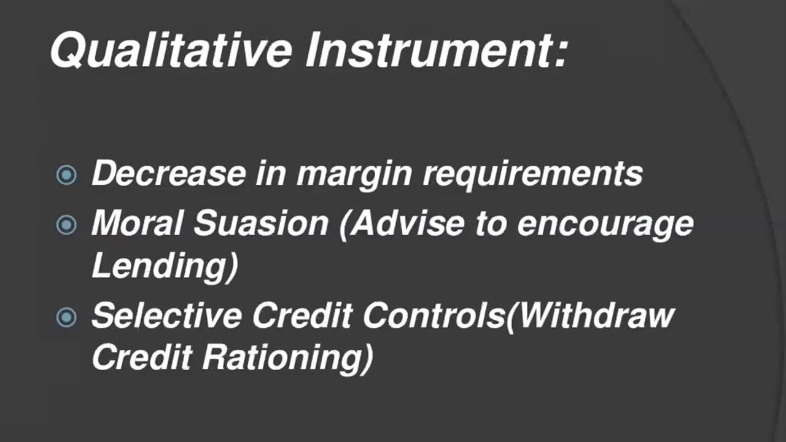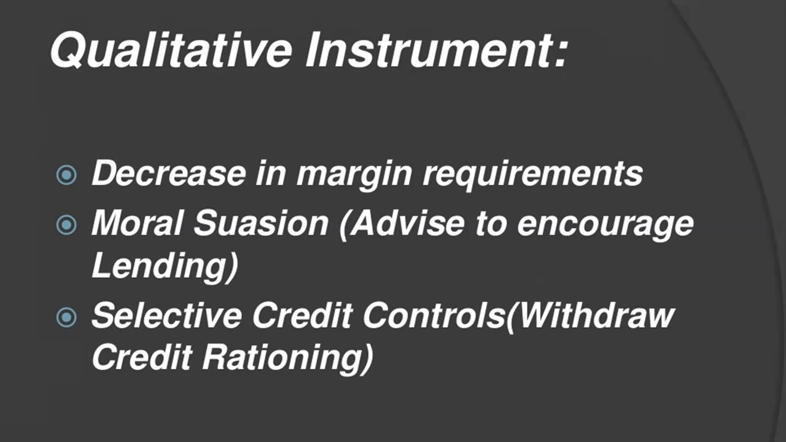Now the qualitative instrument: decrease in the margin requirement. Margin requirement refers to the difference between the market value of the security offered and the value of the amount lent. During deficient demand, the central bank reduces the margin, which enhances the credit creating power of banks. With a decrease in margin, commercial banks can grant more loans than before.